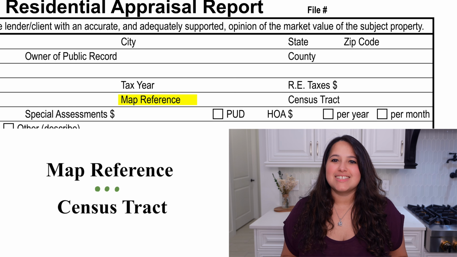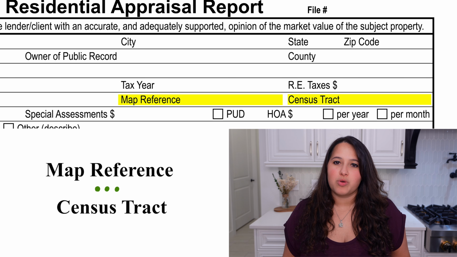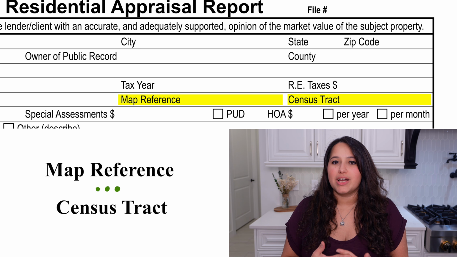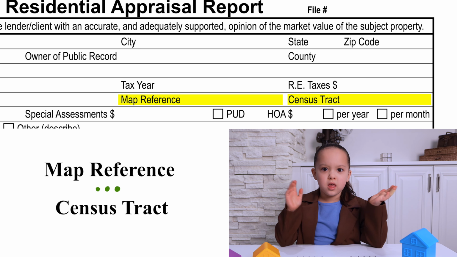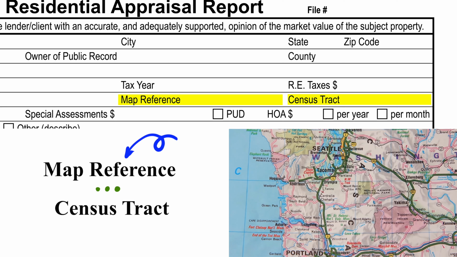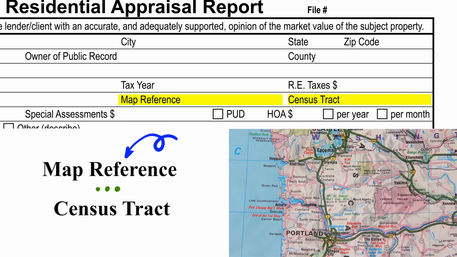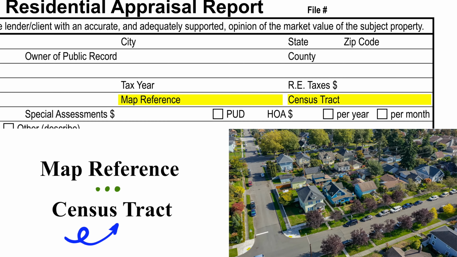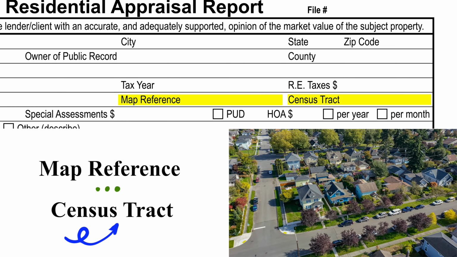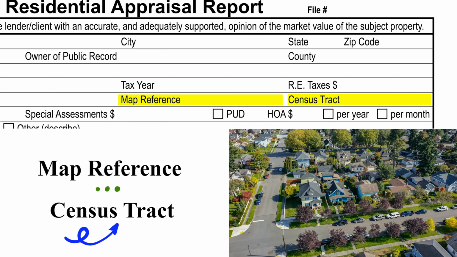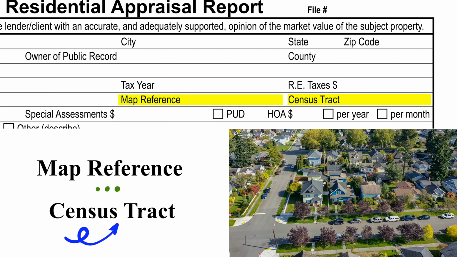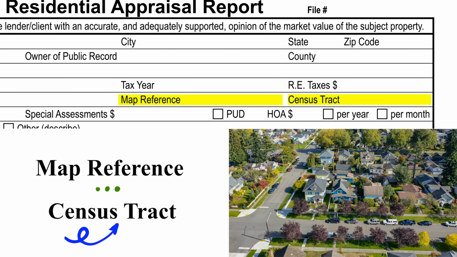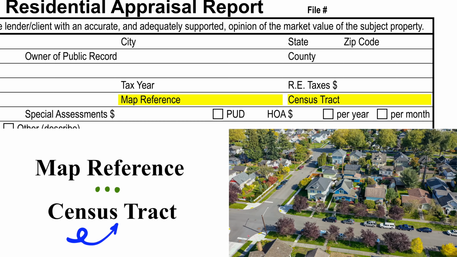The map reference and census tract are two additional reference points that are used to identify a property. What does that even mean? The map reference is like a code that tells us where to find the property on certain maps. The census tract is a small area defined by the government to group neighborhoods. For an appraisal, it helps us understand the property's location in the context of its community, like population or economic trends in the area. Okay, we're getting into checkboxes now.